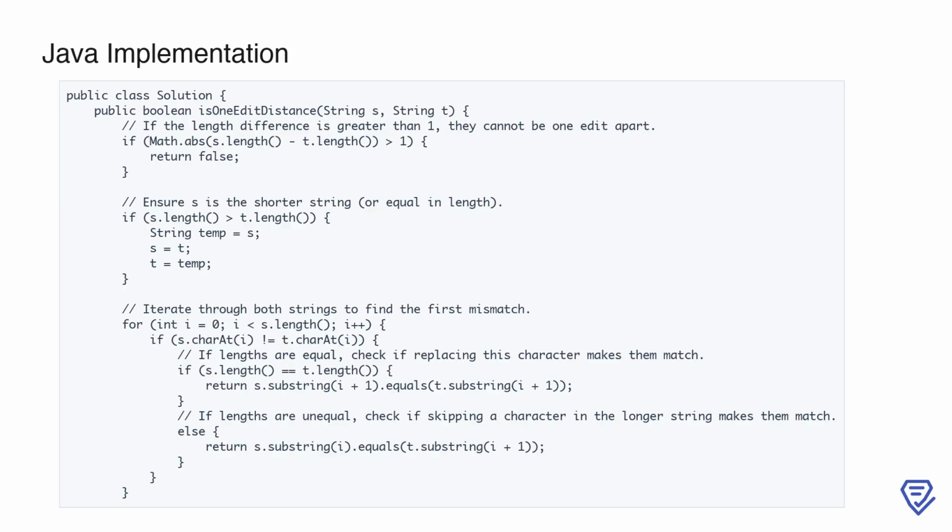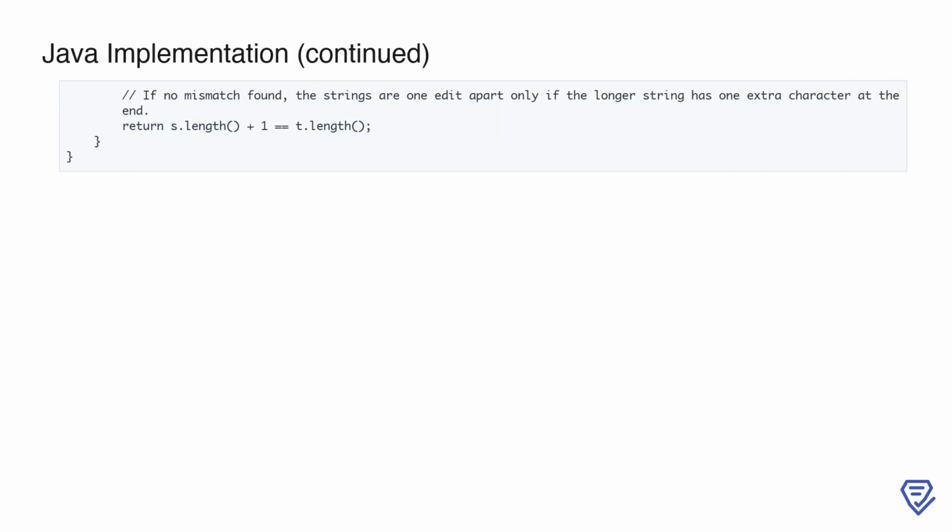the remaining substrings identical. If no mismatch is found during the iteration, we still need to account for the possibility that the strings are one edit apart because the longer string has one additional character at the end. This is checked by ensuring that the length of t is exactly one more than the length of s. If this condition is satisfied, the strings are indeed one edit apart. Otherwise, they are not. This completes the implementation of the method.